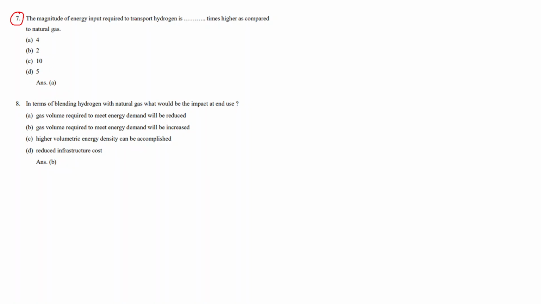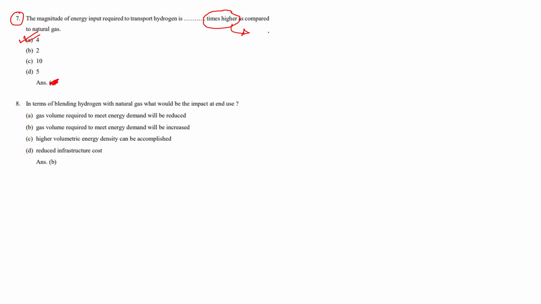The magnitude of energy input required to transport hydrogen is blank times higher as compared to natural gas. This is also something you have to remember. The answer will be 4. You will just remember it. But you have to understand what the question is asking: how many times higher? Is it really higher? Why is it higher?